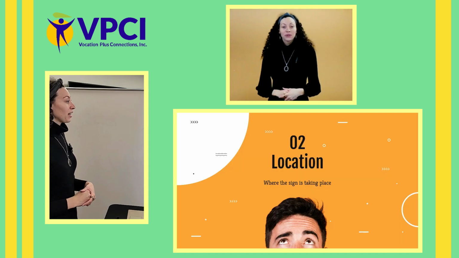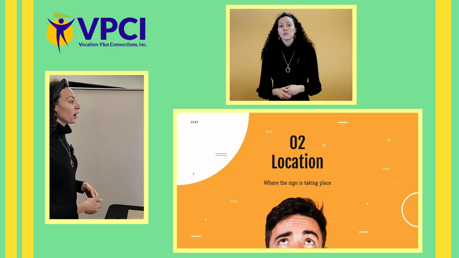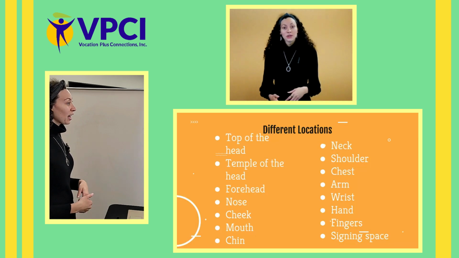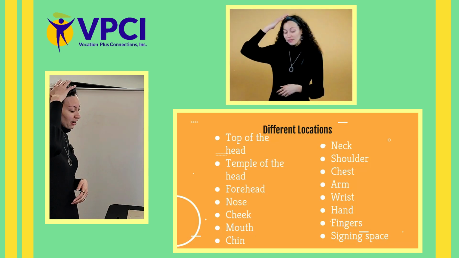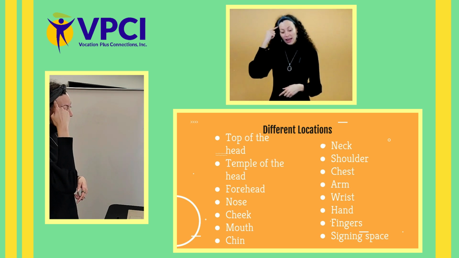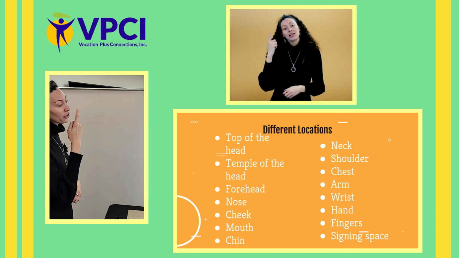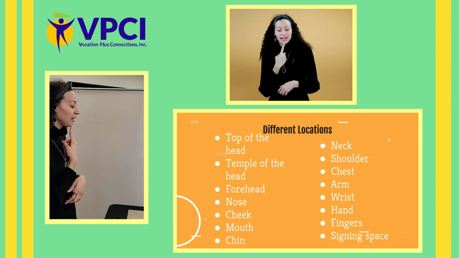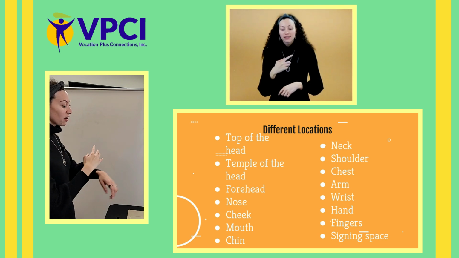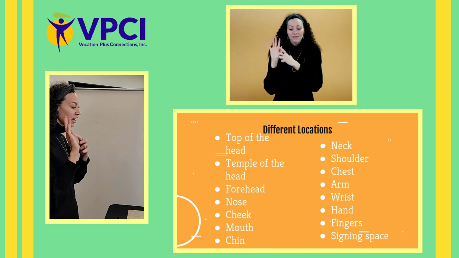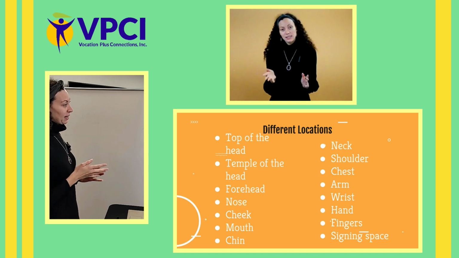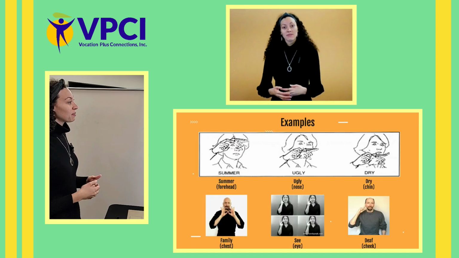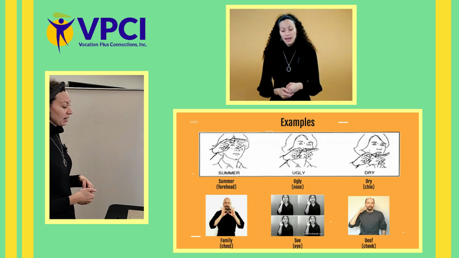The second category is the location, and that is where the sign takes place. Different locations include the top of your head, the temple of your head, the forehead, your nose, your cheeks, your mouth, your chin, shoulder, chest, arm, wrist, hand, fingers, and then the signing space, which is what is in front of you. So here are examples of some different locations for the sign.